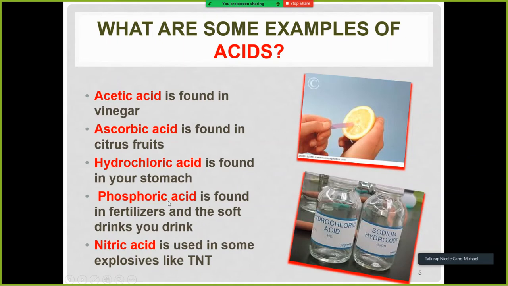Phosphoric acid, we use in a lot of soft drinks. We use phosphoric acid as well in fertilizers. And nitric acid is hard to come by for good reason. Nitric acid is used in explosives. So remember how we said that acids are pretty reactive? Yeah, you can actually get them to react and be a base for explosives.